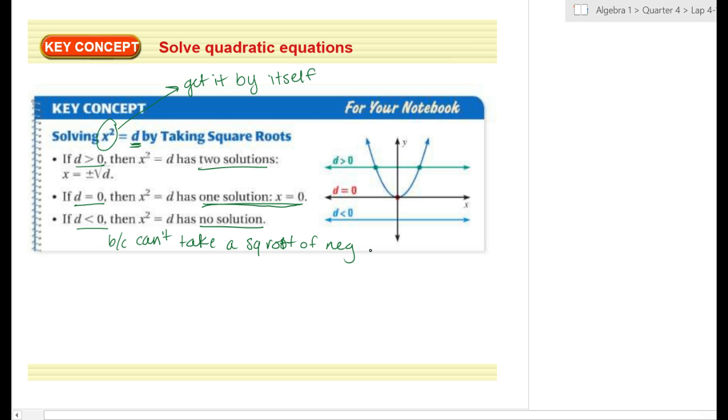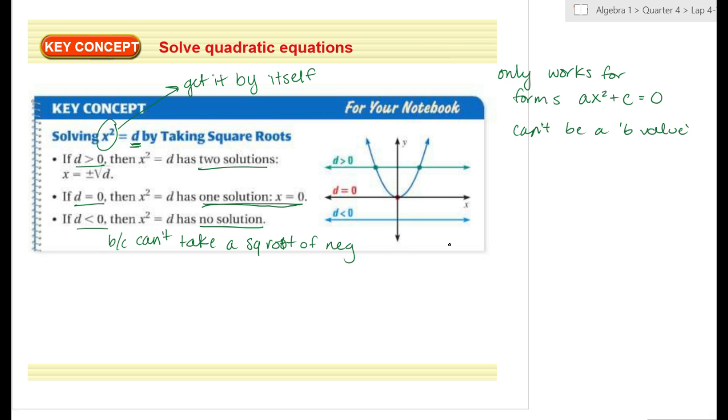So this is solving just by using algebra, not graphing or factoring. What's important to know is that this only works for forms like ax squared plus c equals 0. There can't be a b value. If there is, then you have to factor.